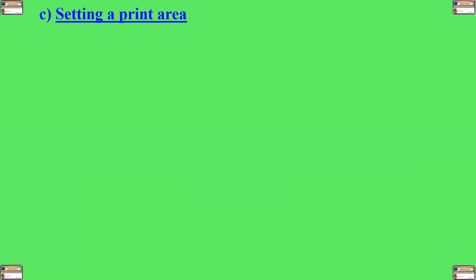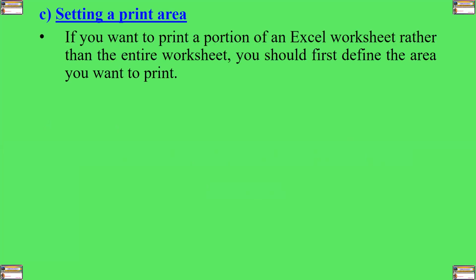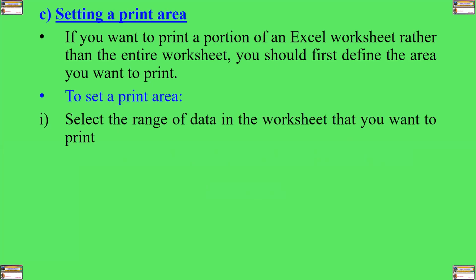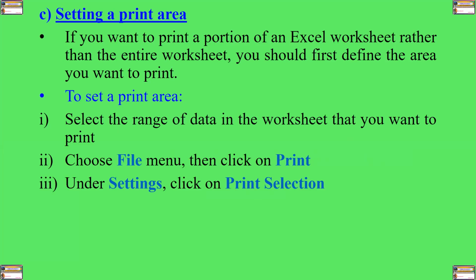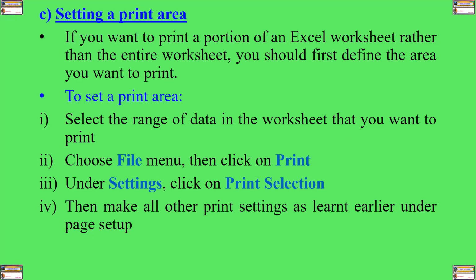The other activity that you can perform is to set a print area. If you want to print a portion of an Excel worksheet rather than the entire worksheet, you should first define the area you want to print. To set a print area, you select the range of data in the worksheet that you want to print, and then choose the File menu and click on Print. Under Settings, click on Print Selection. Then make all the other print settings as learned earlier under Page Setup. Finally, click on Print.